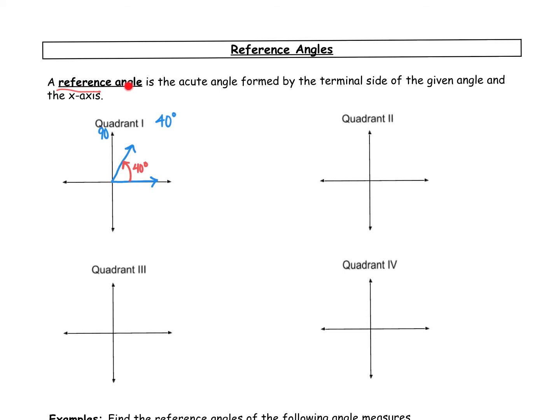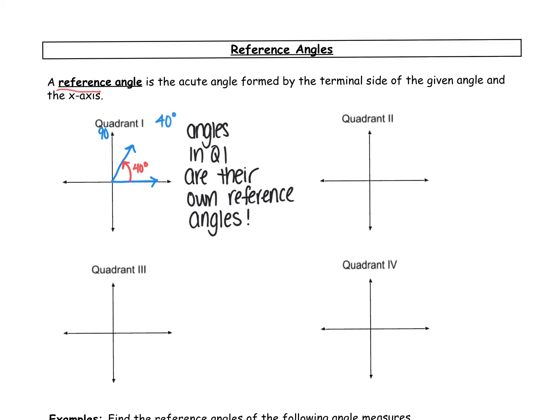So if I wanted to find the reference angle, it's the acute angle formed by the terminal side of the angle, which is here, and the x-axis, which is here. Terminal side and the x-axis. Well, that angle is right there, and it's 40. So what this tells me is that angles in quadrant 1 are their own reference angle. And that would be true if I had, say, 35 degrees or 60 degrees. It would still be the terminal side of the angle, and the x-axis would still be right in this spot.